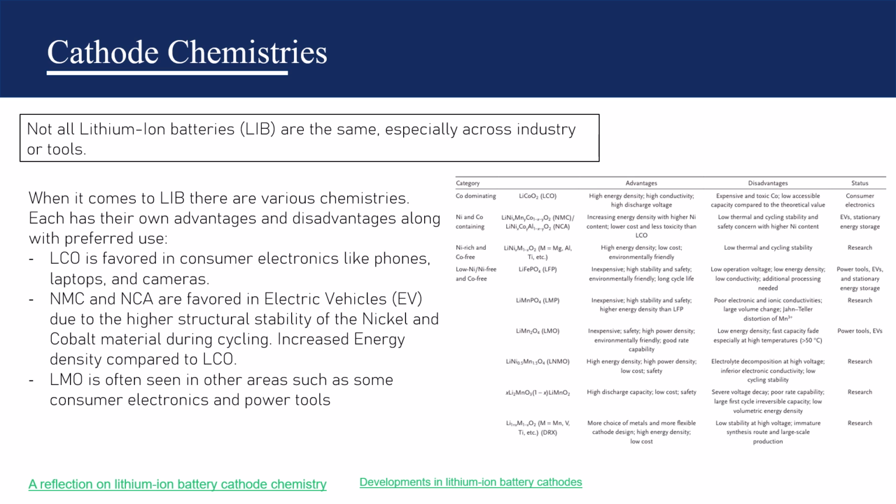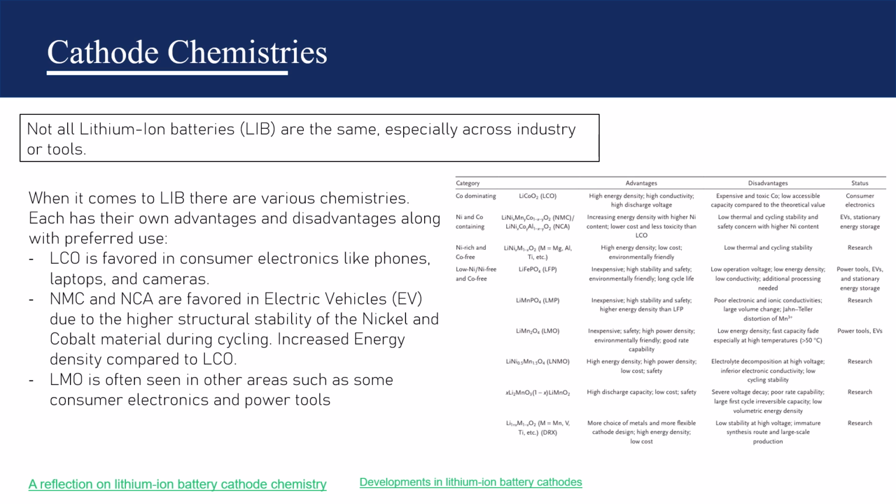Now that we've discussed batteries and the process and components that go into them, we can focus more on one of them being the cathode, specifically the cathode chemistries, as not all lithium-ion batteries are the same. Even though they might be called lithium-ion batteries, they might differ in ways such as the cathode chemistries, which all provide their own unique advantages, disadvantages, and the status that those are in.